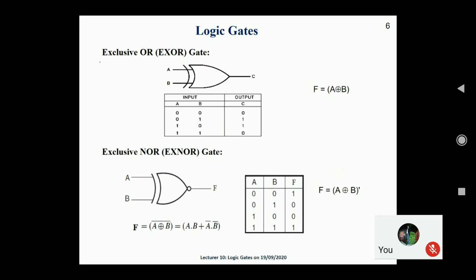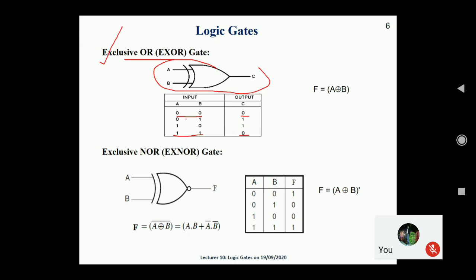This is the exclusive OR gate. This is the logical representation of the exclusive OR gate. And see here, this is very important: when both the inputs are 0, the output is 0. Also, when both the inputs are 1, the output is also 0. Otherwise the output is 1.